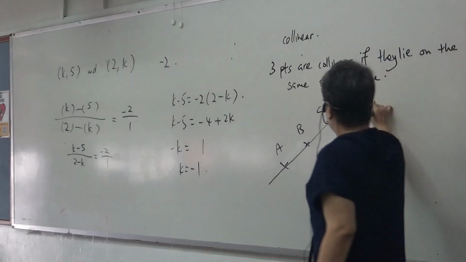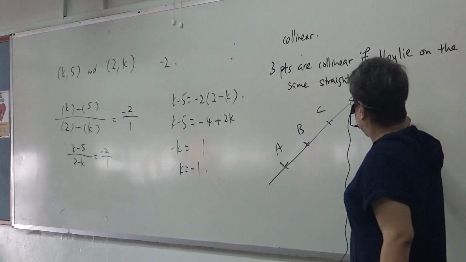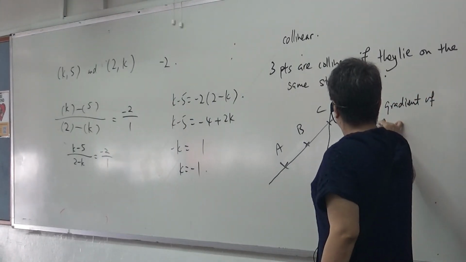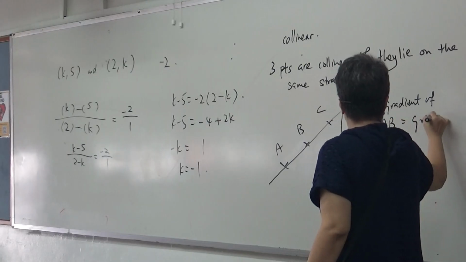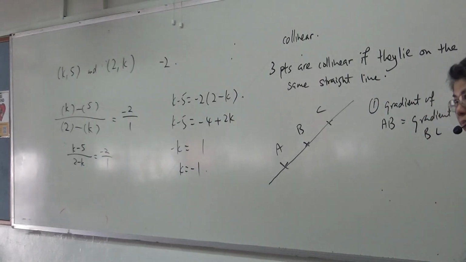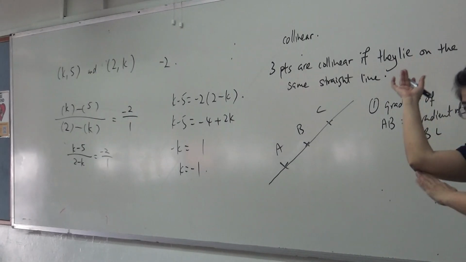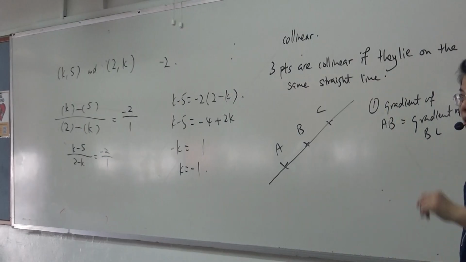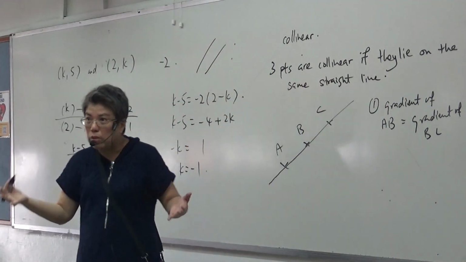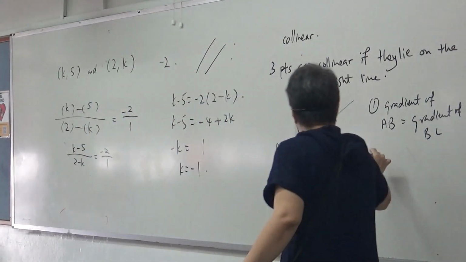First thing, you must prove that gradient of AB is equal to gradient of BC, right? Can you see? If the gradients are the same, that means they slant the same way, right? Is that good enough? Because if I have 2 lines, the gradient same, but they are not collinear, no? They are still different lines, right? There must be a common point.